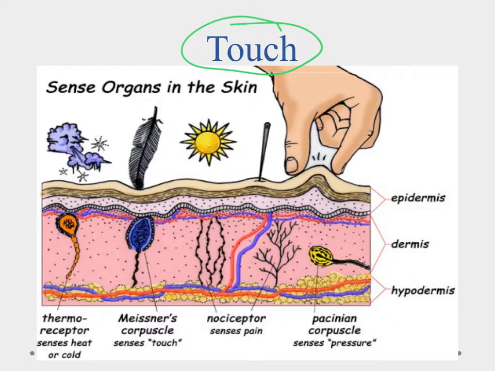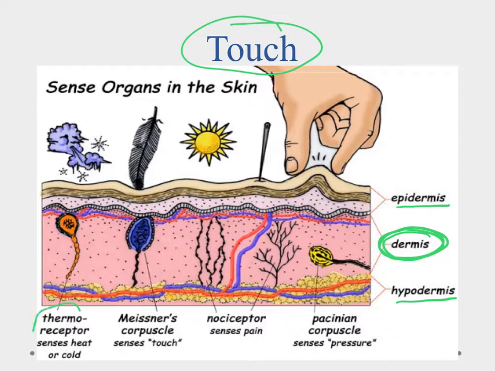Now, when we talked about the skin earlier, we talked about the outer layer of the epidermis, the inner layer, the hypodermis, or the fatty layer, and then we also mentioned this middle layer of the dermis where we find a lot of things hanging out in there. And it is in here where we find our different sense organs for the skin.